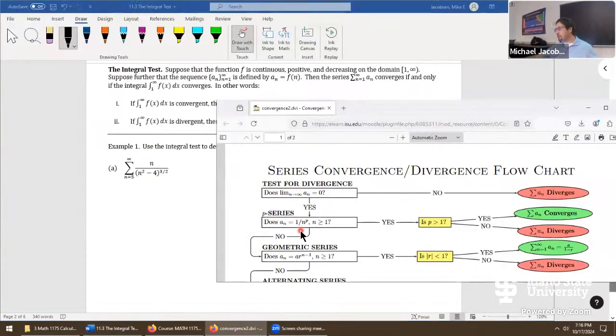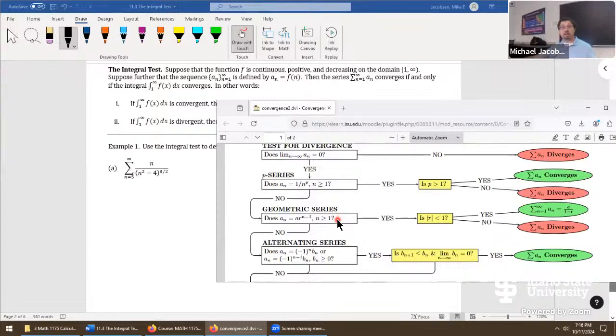A p-series has got to look like that. Summation of 1 over n to some power. You can't have all of this stuff and still call it a p-series. That's just way more complicated. Test for divergence fails. Not a geometric series at all. N would have to be an exponent, not a base.